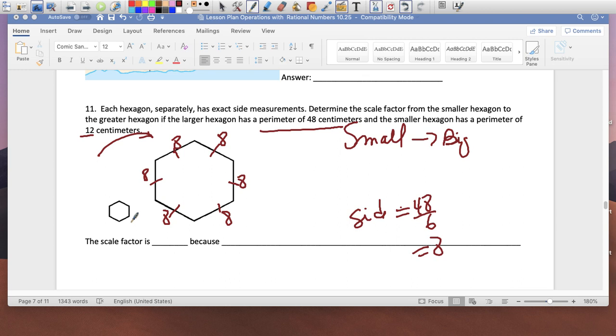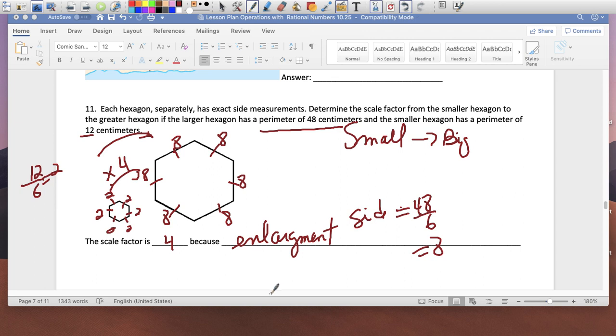The smaller one is 12 centimeters. So this plus this plus this plus this plus this plus this is 12. I'm going to do 12 divided by 6, and that gives me 2. So every side is going to be 2. Again, we're going from small to big. So this one is easier, right? We don't even have to do the equation. What times what? Times 4. Everything's times 4. The scale factor is 4 because it's an enlargement. It got bigger. And all sides are multiplied by 4.